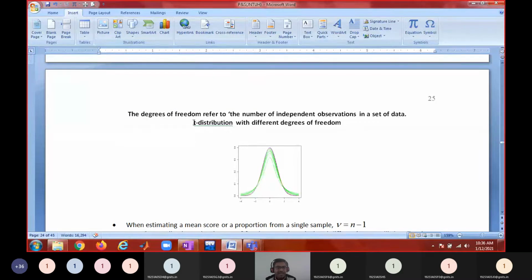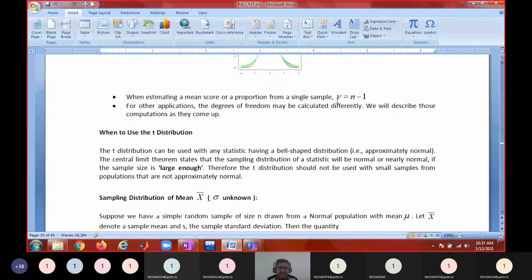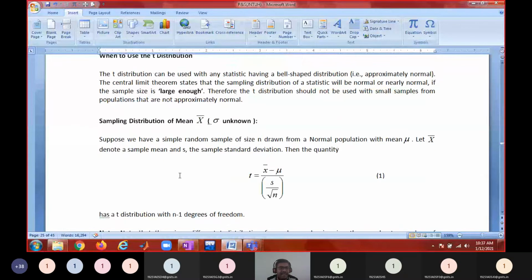What is degrees of freedom? Degrees of freedom refers to the number of independent observations in a set of data. So in a set of data, how many independent observations are there? That is generally denoted with the Greek letter nu. So nu equals n minus one for a single sample.